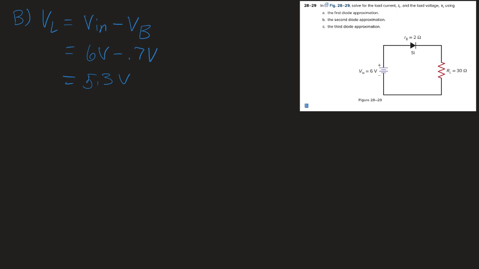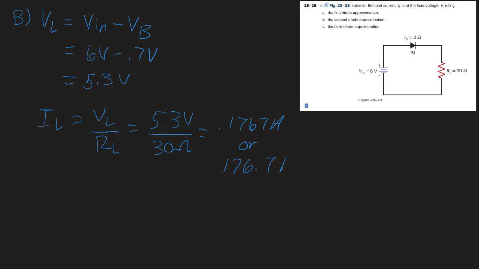Now, once again, we're going to use Ohm's law. That gives us I sub L is equal to V sub L divided by R sub L. And that's going to be our 5.3 volts divided by our 30 ohms. And that's going to give us 0.1767 amps, or 176.7 milliamps.